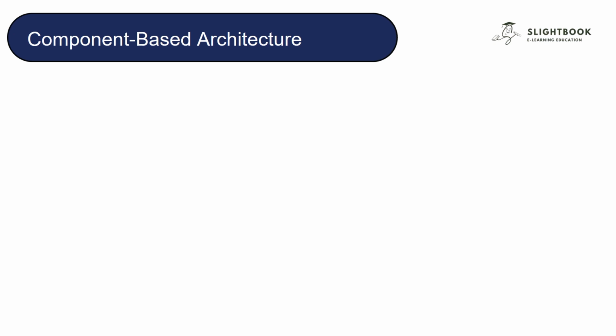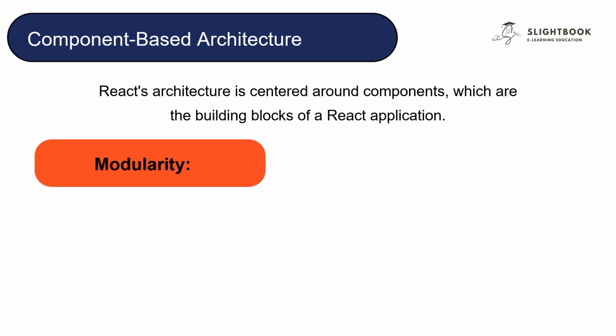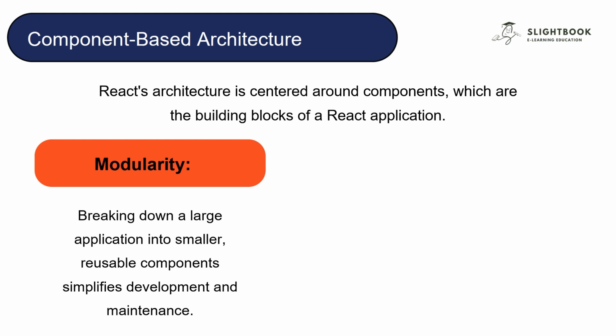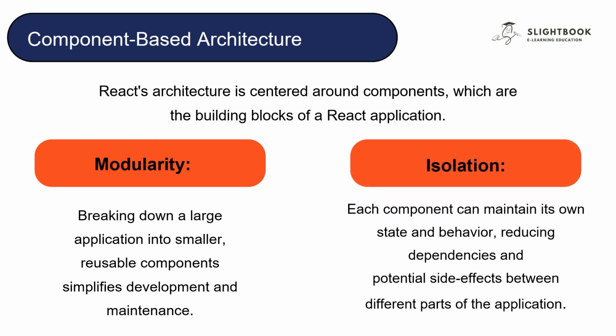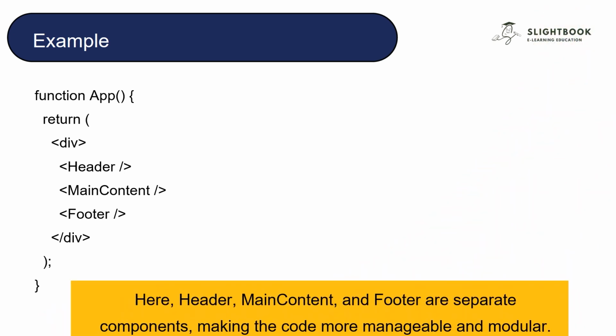Component-based architecture. React's architecture is centered around components, which are the building blocks of a React application. Breaking down a large application into smaller, reusable components simplifies development and maintenance. Each component can maintain its own state and behavior, reducing dependencies and potential side effects between different parts of the application. Example. Here, header, main content, and footer are separate components, making the code more manageable and modular.